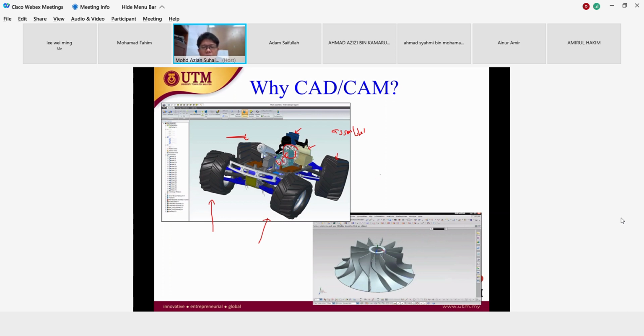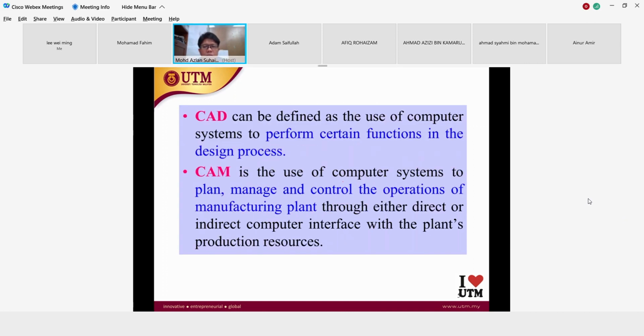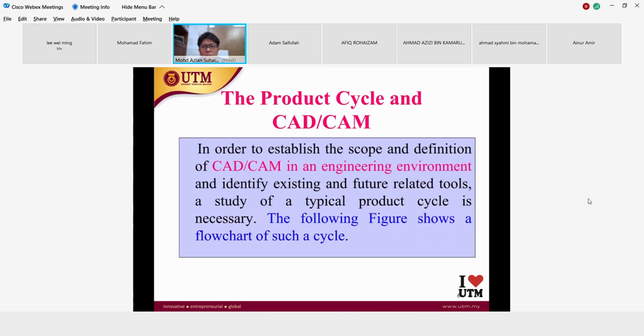So we have many CAD software, SolidWorks. In the manufacturing lab, we have Unigraphics, UG, NX from Siemens, and others. All right, this is CAD CAM. What is CAD CAM? I think you already know about this. You can read it by yourself. We already discussed this.